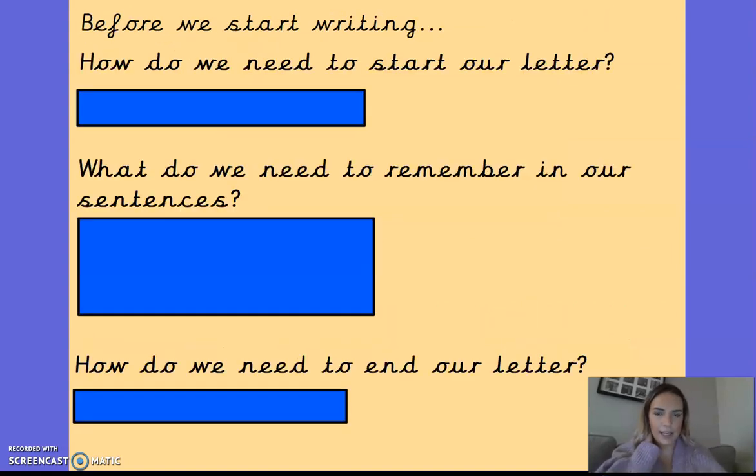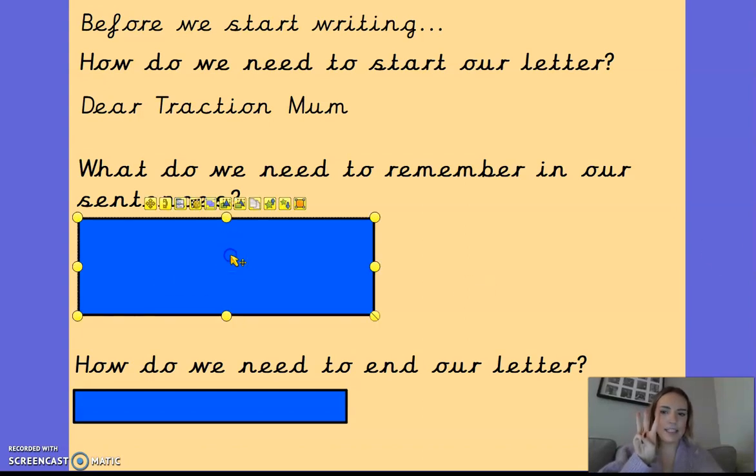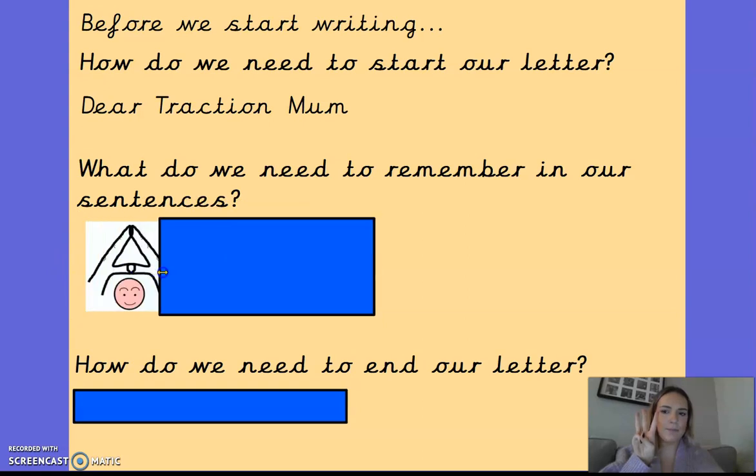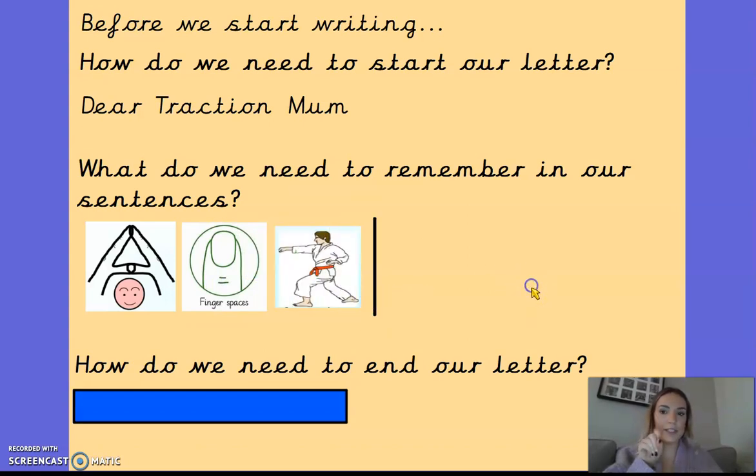But before we start writing, how do we need to start our letter? How do we start a letter? We are going to put, Dear Traction Mum. We're going to write to Traction Mum instead of Traction Man. And we always start our letter with "dear" or "to," so the person knows that we are writing it to them. What are the 3 things that we need to remember in our sentences? We need to remember capital letters, finger spaces, and full stops.